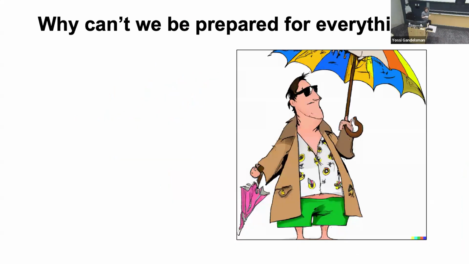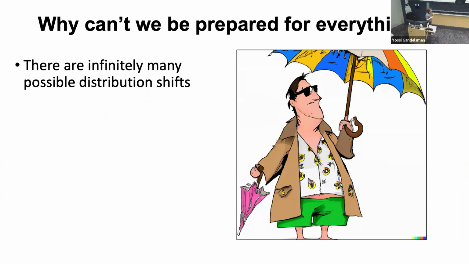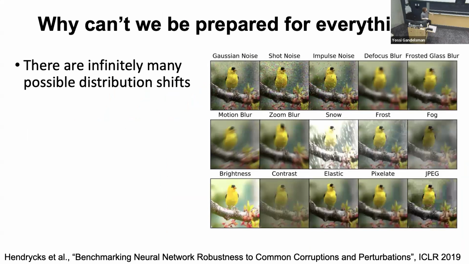So why can't we be prepared for everything? Why can't we train a model that will be prepared for everything? Why can't we train a model that is both ready for winter and summer and all of these environments? And the answer is that there are just infinitely many possible distribution shifts, right? If you're familiar with this benchmark on robustness, you will see 15 types of distribution shifts, from JPEG to noise to blur to snow to frost, weather, and so on.